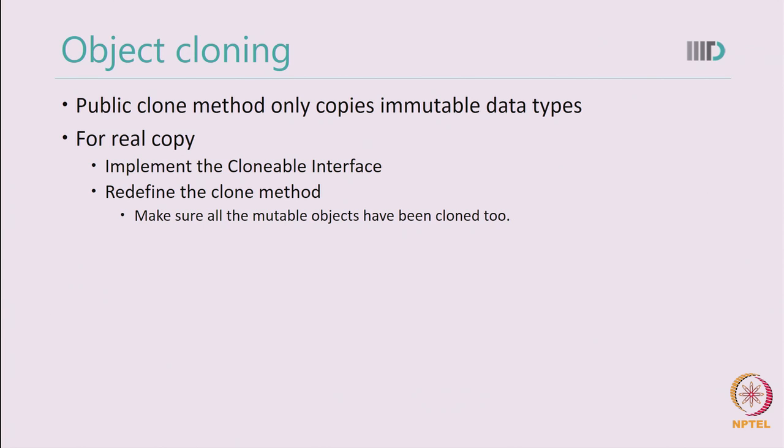The public clone method that is available only copies the immutable data types. If you want the real copy of an object, you must implement the Cloneable interface as provided by Java, and then you should define the clone method yourself. This is the way to clone all the mutable objects.